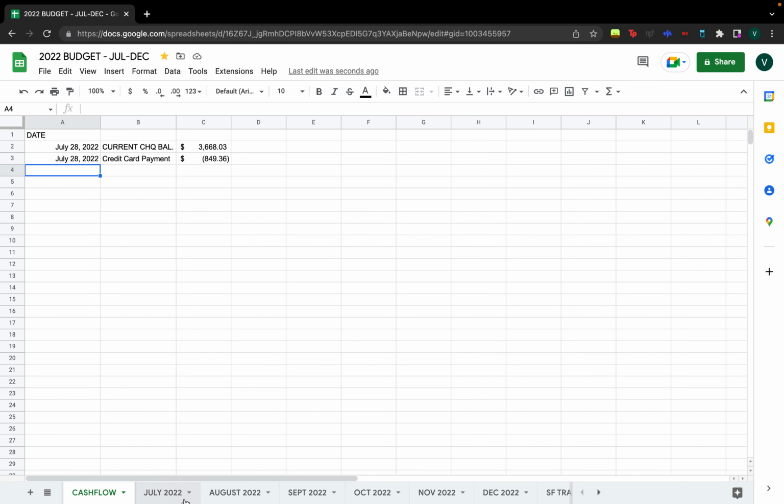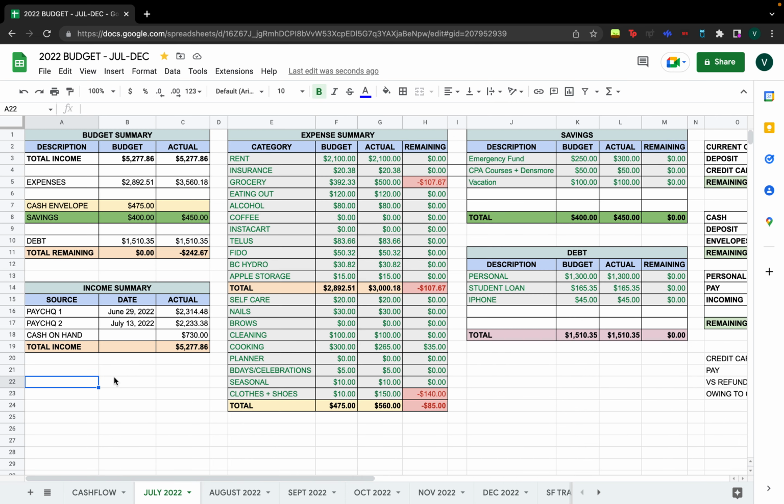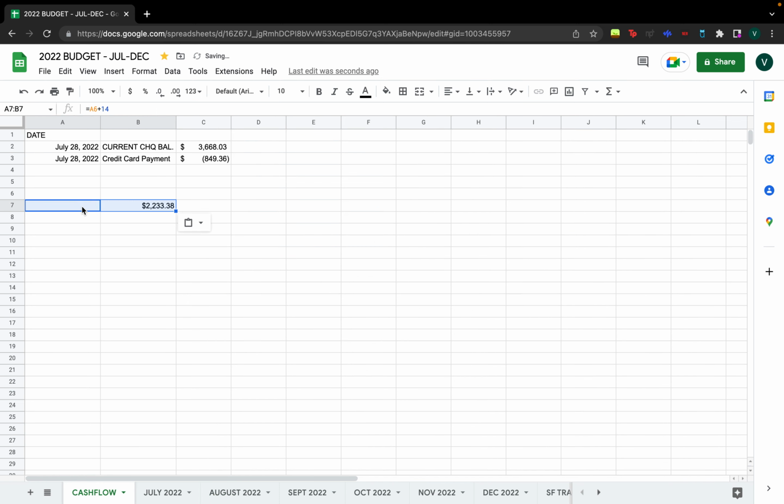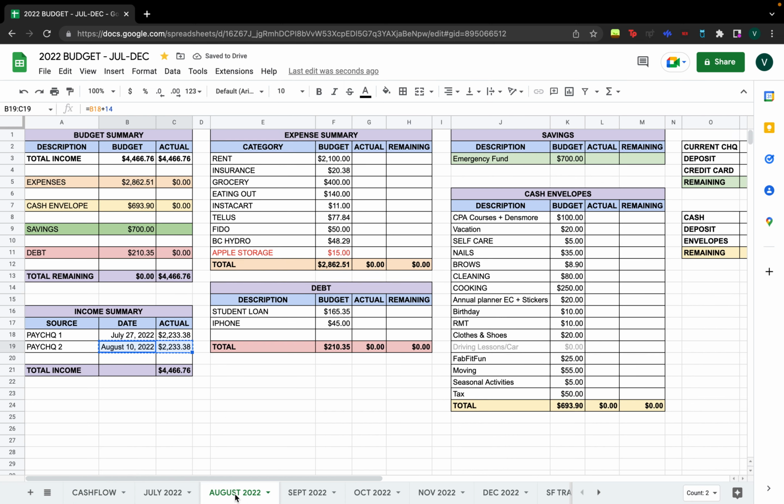All right, and so we are on July 28th, and this is my July budget, and all the bills have been paid. And now I will do my August budget. So this is the paycheck that I just got, and the next paycheck is August 10th. So I will add that into here. Oh, that is not gonna work. Well, maybe I will just type that in.